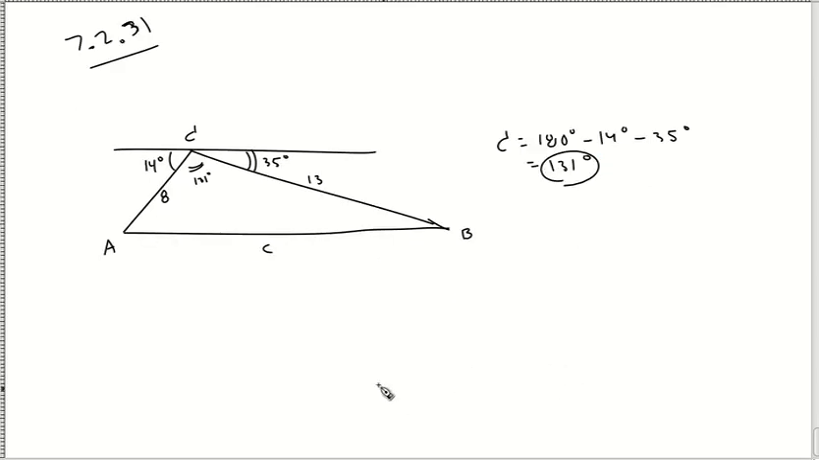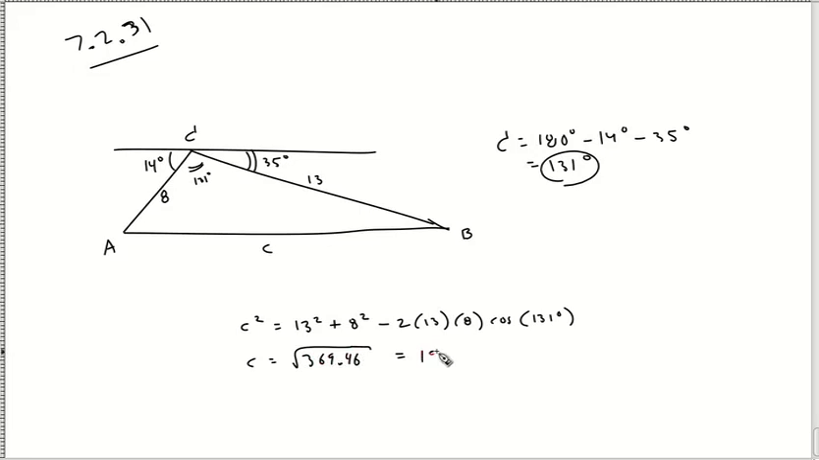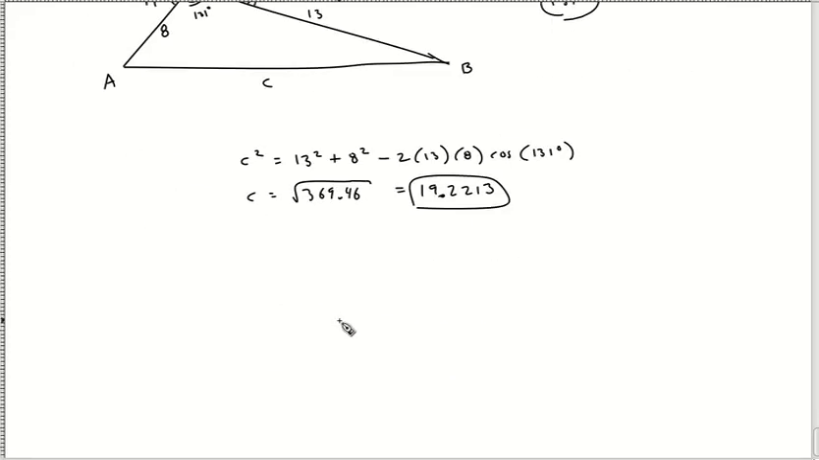Now we can do law of cosines. C squared is going to be equal to a squared plus b squared minus 2 times a times b times the cosine of c. Square root all that. I got the square root of 369.46 blah blah blah is equal to 19.2213. Okay, and now that we have that, we can now do law of sines. I mean, this is a very step-by-step process here.